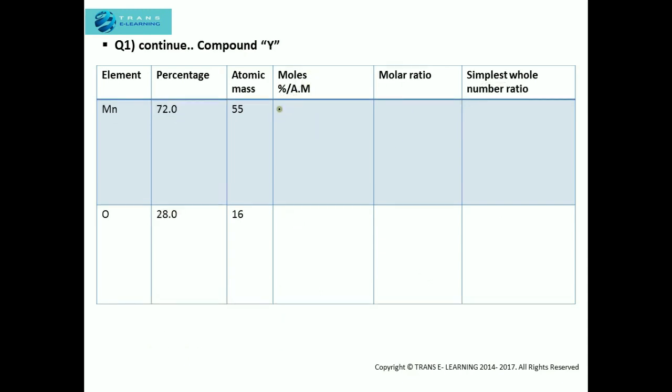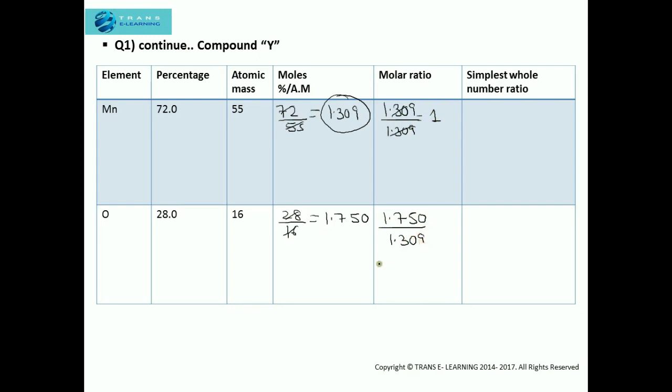So first of all, we'll find the moles by dividing the percentage by the atomic mass. This will come out to be 1.309, and on dividing 28 by 16, this will come out to be 1.750. So for the molar ratio, I will divide the moles of manganese and oxygen by the lower mole value, which is 1.309. So 1.309 divided by 1.309 will come out to be 1, whereas 1.750 divided by 1.309 will come out to be 1.336.